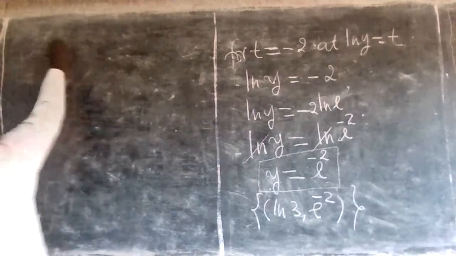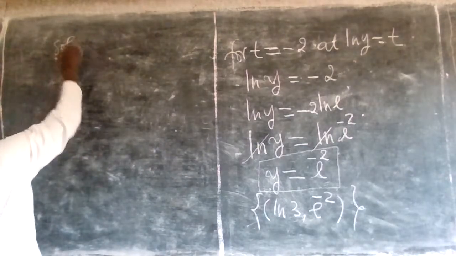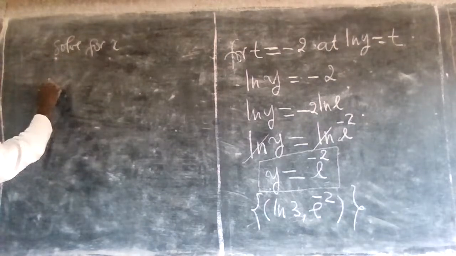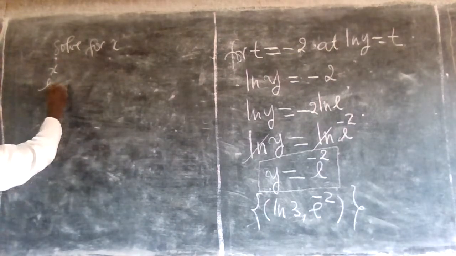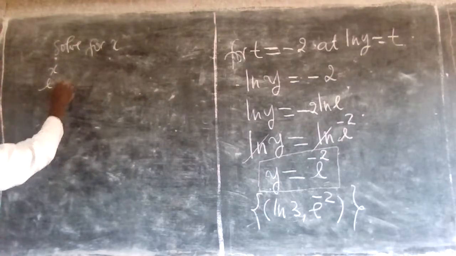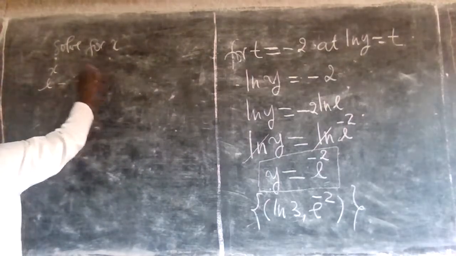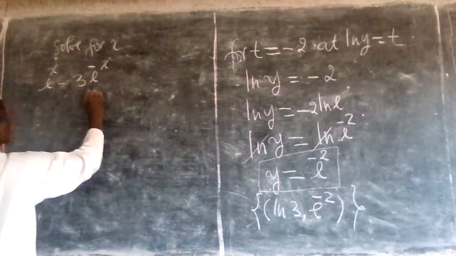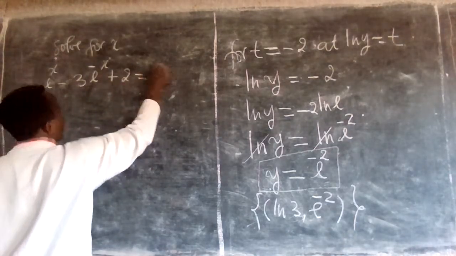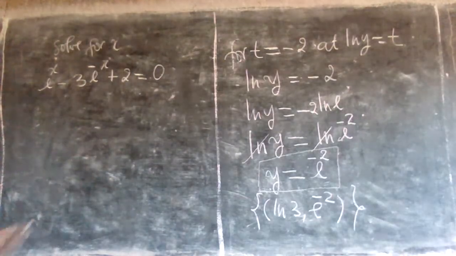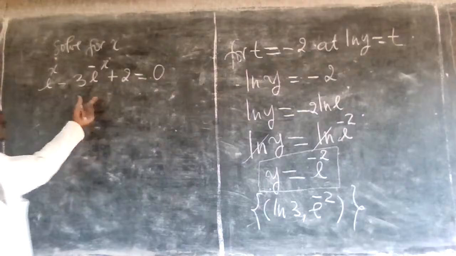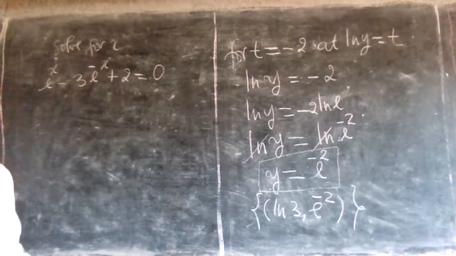Let us solve another one. Solve for x. If we have e power x minus 3 power e minus x plus 2 equal 0. This is also another exponential equation. So how should we solve this exponential equation?